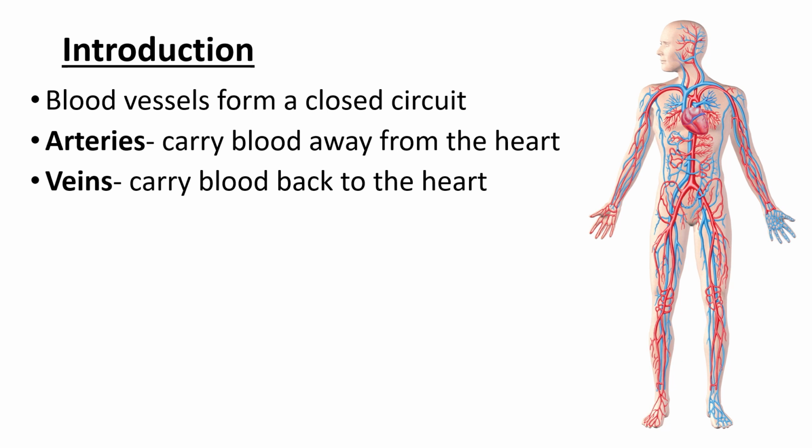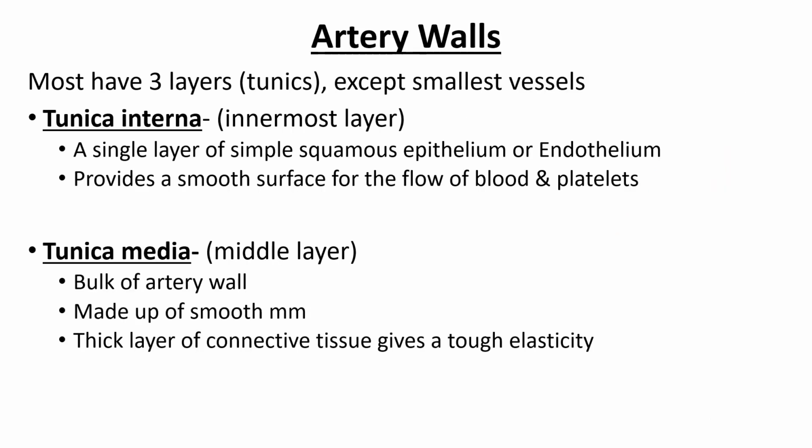Our arteries are going to carry blood away from the heart after it's been oxygenated. Veins are carrying deoxygenated blood back to the heart so we can reoxygenate it and get it back out into the system. Now, if we look at the artery walls, most of them are going to have 3 layers, and we call each of these layers tunics. So every layer to an artery wall is called a tunic.